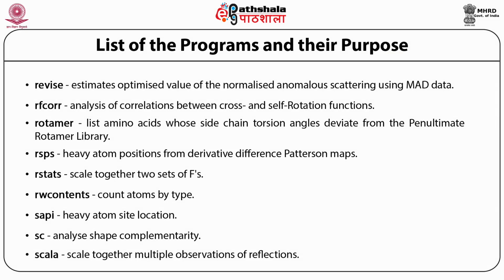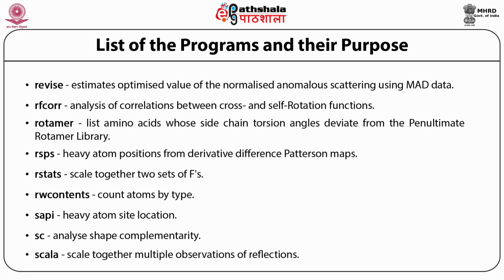We have a program called RSPS for the heavy atom position from derivative difference patterns and maps. And if you have two sets of structure factors, how to scale them together, there's a program called RSTATS. And to analyze the shape complementarity, we have a program SC. For heavy atom site location, there's a program from China called SAPI, from the Institute of Physics, Department of Physics, Chinese Academy of Sciences, that you have to read.